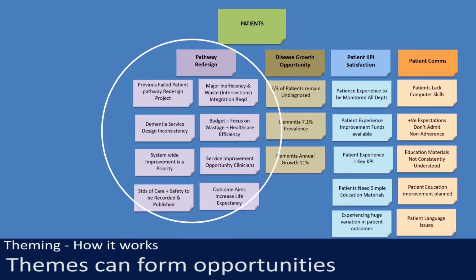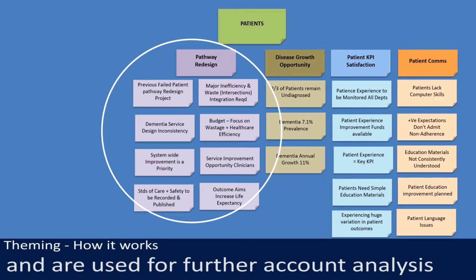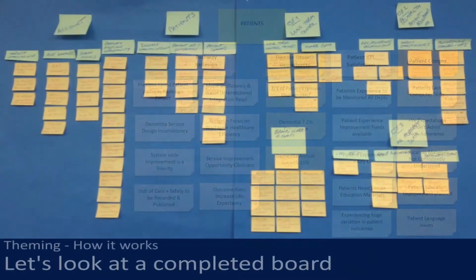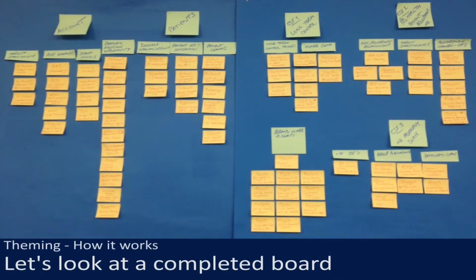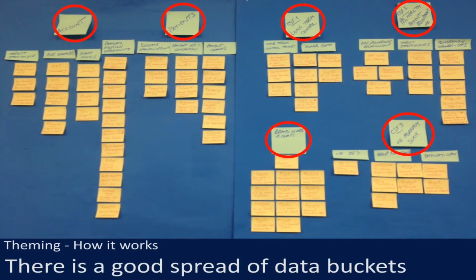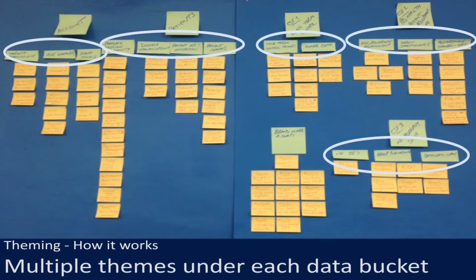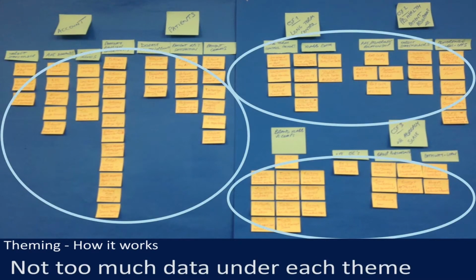Themes, as in this example, can be rewritten to form an opportunity, which can then be used for further account analysis using tools like the Dynamic SWOT, which is covered in a separate video within the CAM Excellence Toolkit. Let's look at a completed board. There is a good spread of data buckets. There are multiple themes under each data bucket. There is not too much data under each theme.